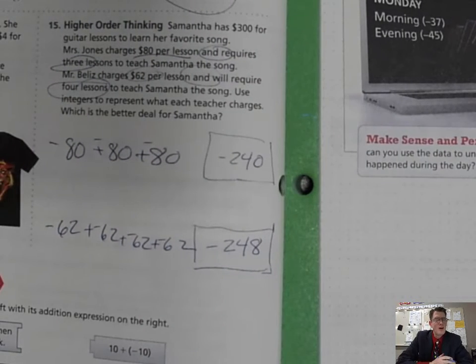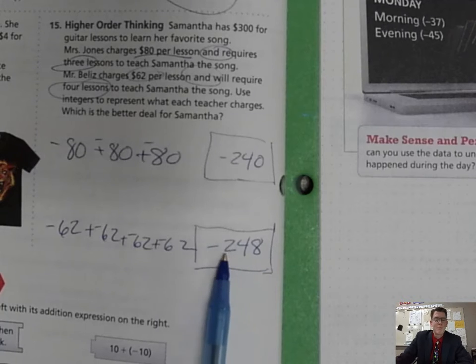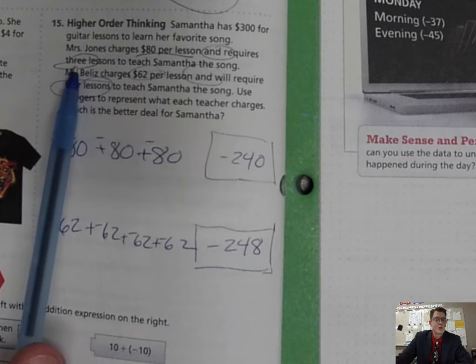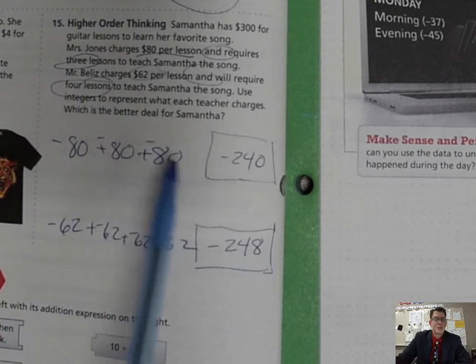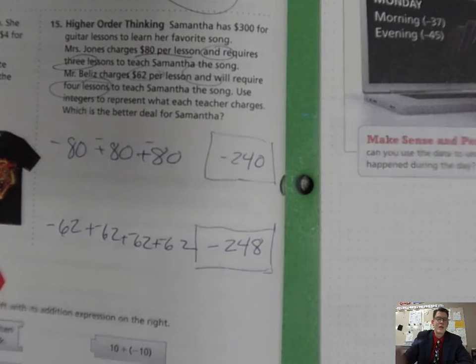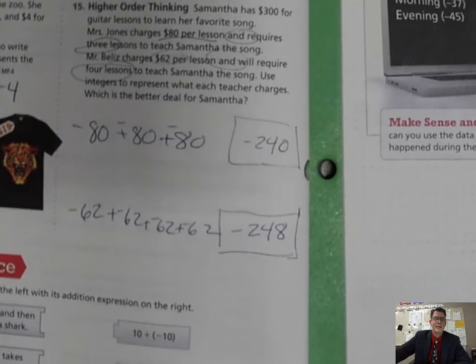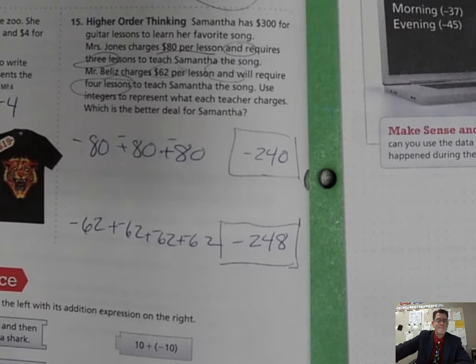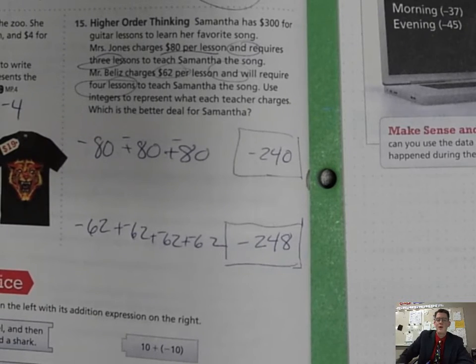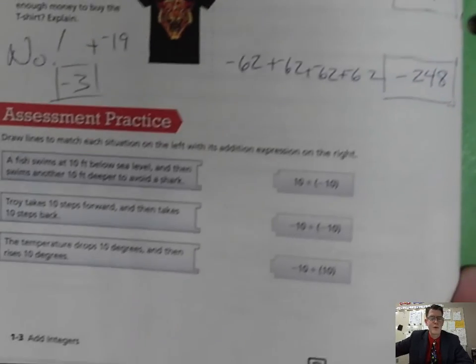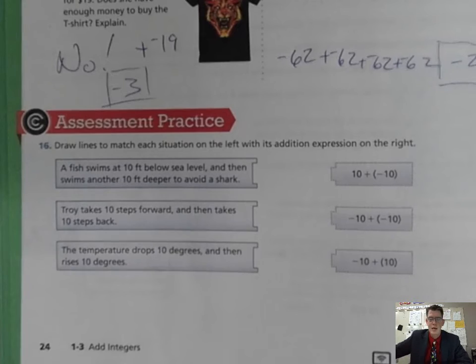So you can see they're about the same, but she's going to spend more money with Mr. Belize. So which is the better deal? 3 lessons. If she can learn it in 3 lessons, yeah, do it in 3 lessons. Better deal. Sometimes you look at time and money. So maybe doing it 3 times is worth it to you. But the higher order thinking is to compare 2 items. Whenever you're comparing, you're really working hard.